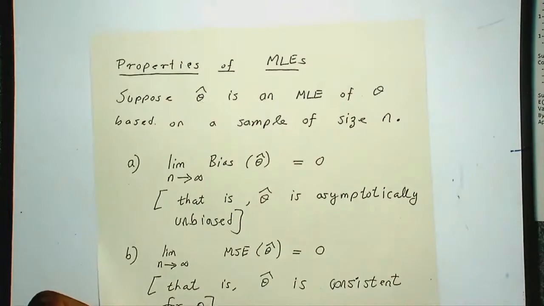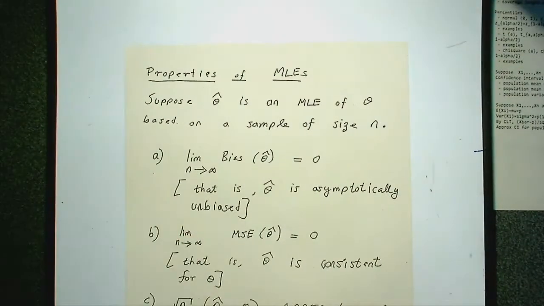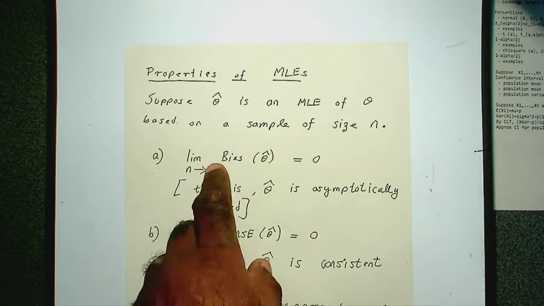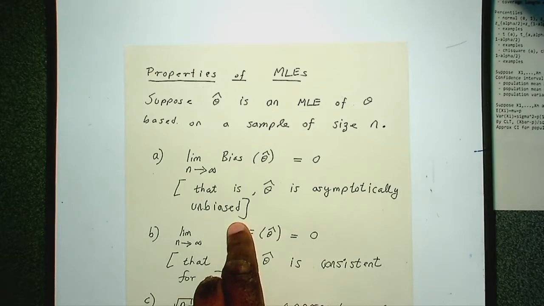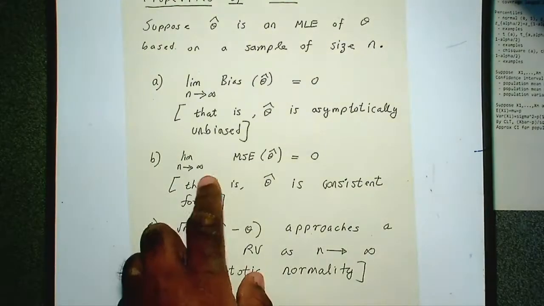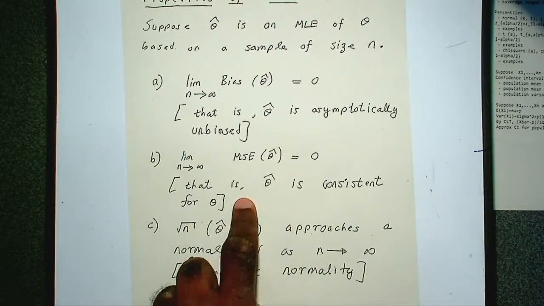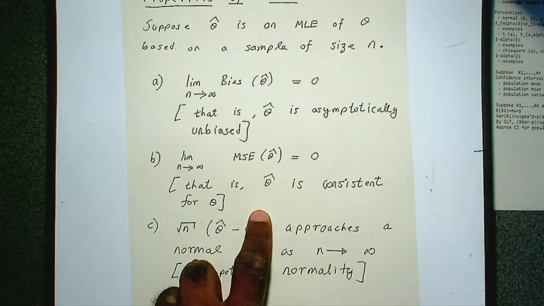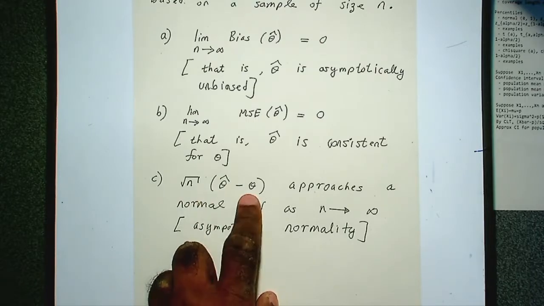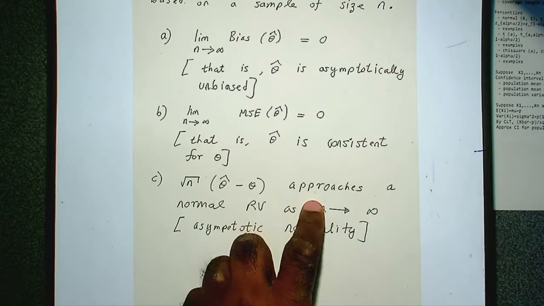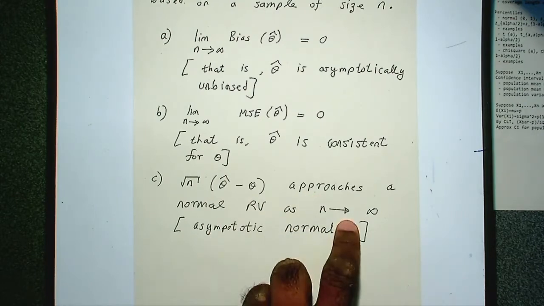All right, now let me go through what I did on Tuesday, if you were not here. On Tuesday, I did more examples on MLEs, and I also listed some properties of MLEs, namely, the limit of the bias of MLE is zero, which means that MLE is asymptotically unbiased. Second, the limit of the MSE of MLE is zero, which means that MLE is always consistent.